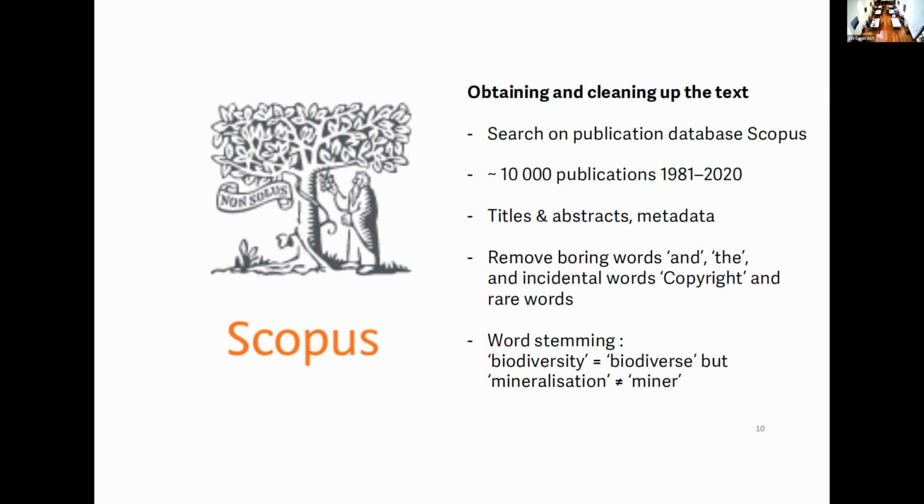And then you also go through this word stemming exercise where you want words that mean the same thing to be treated as a single entity, because it just kind of reduces your number of variables. So biodiversity and biodiverse, one of them's a noun, the other one's an adjective. They mean the same thing. Let's just treat them as a single entity. You've got to be a little bit careful with that.